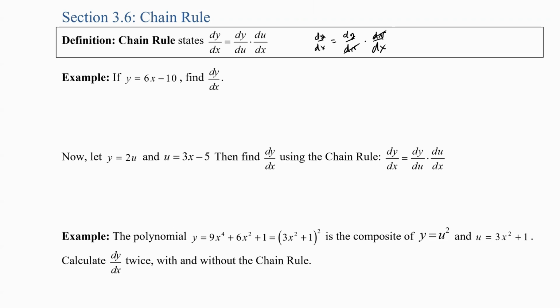Okay, so it looks like a fraction, kind of acts like a fraction. So let's just say that's where we're at, right? So let's take a look at the big implication of this particular rule. It says if you have y is equal to 6x minus 10, find dy/dx. Well, that's pretty easy to do. We'll take the derivative with respect to x of both sides of that equation.